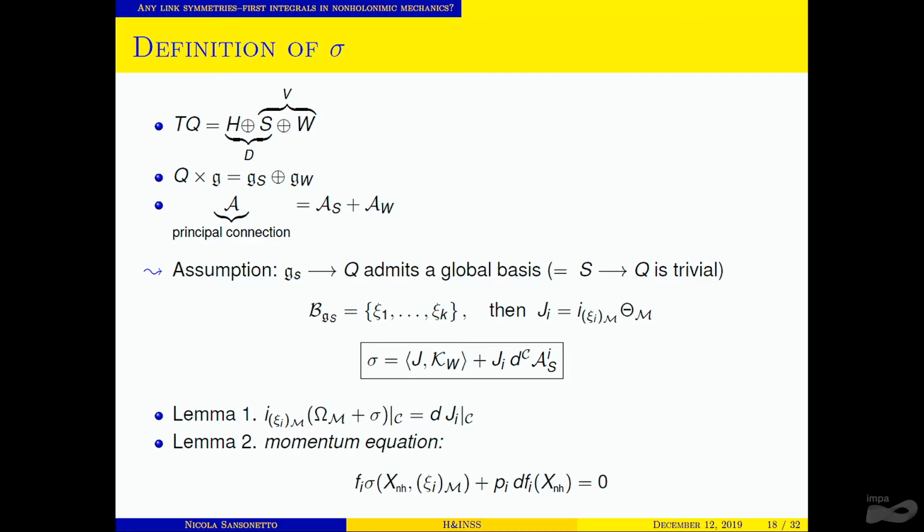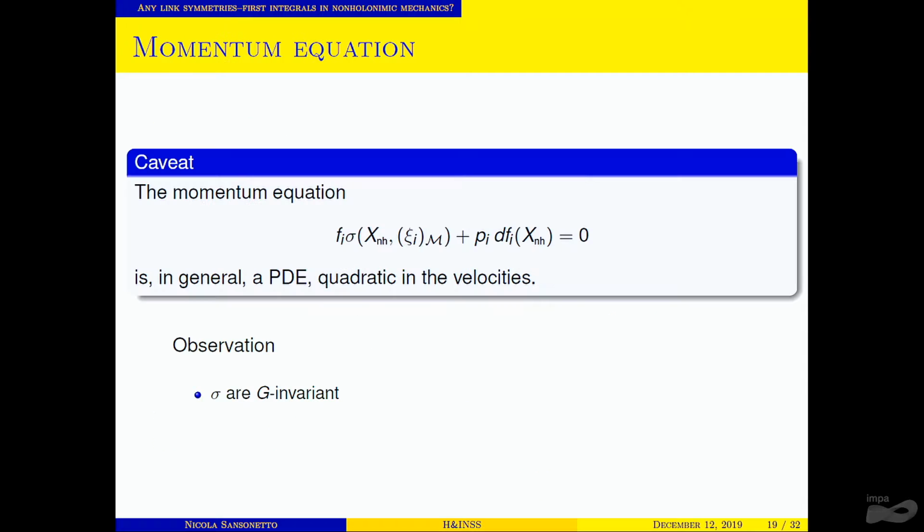Okay, this sigma also arises from this observation. We want to write the momenta, and then the relation between the momenta and the differential over the space of sections are exactly given by sigma and the restriction of these two forms. Okay, so as I mentioned, this sigma is G-invariant.